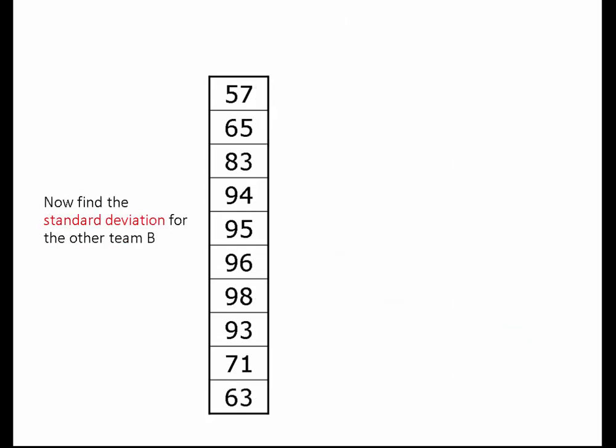So now let me do the same thing for the second example that I had. You remember I had this team A, where the observations were a little clustered together, and I had team B, where the observations were a little further away from each other, but they both had the same average. They both had 81.5 as the average score.